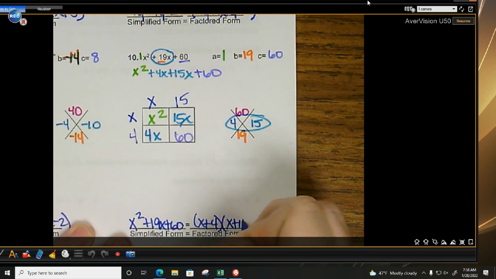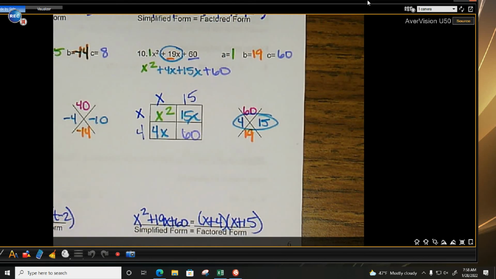And there we go. Next class, we are going to do more factoring and review. Okay? More factoring and review next class.